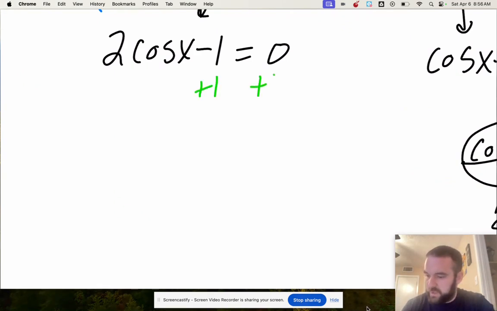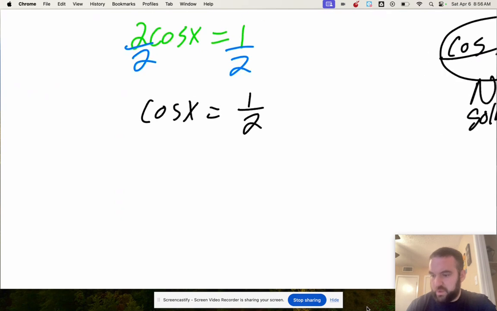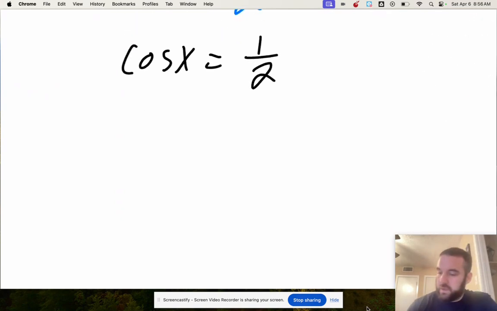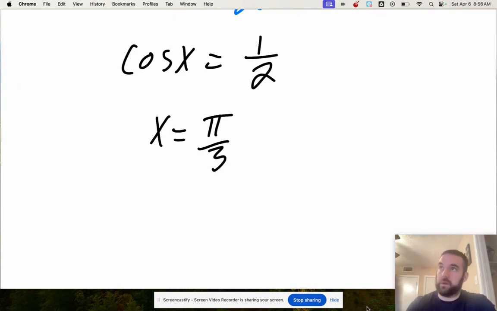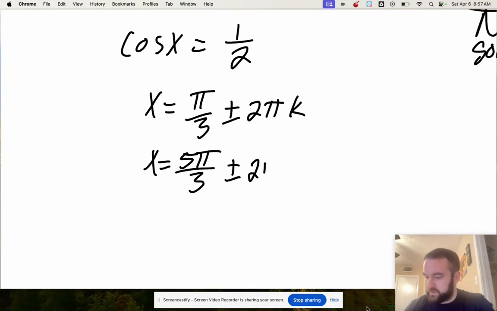So we're going to do what we've done and add 1 to both sides. I got 2 cosine x equals 1. Cut it in half: cosine x equals 1/2. This is the mistake I made earlier. Cosine x equaling 1/2 happens at pi over 3 in quadrant 1, and then also at 5 pi over 3 in quadrant 4. And of course, anything coterminal to either one of those angles will also have a cosine of 1/2. So I'm going to put plus 2 pi k to each.